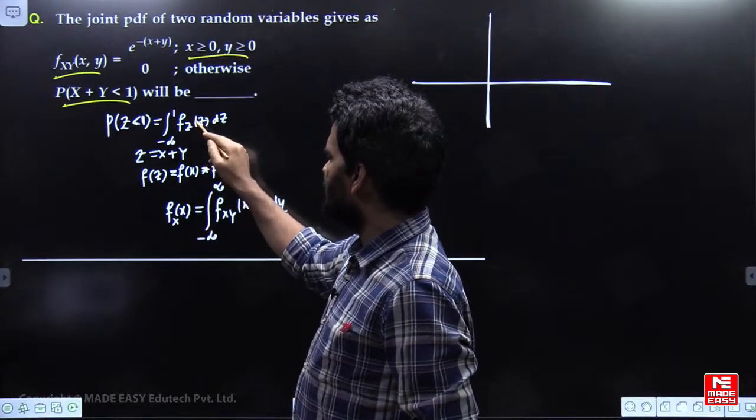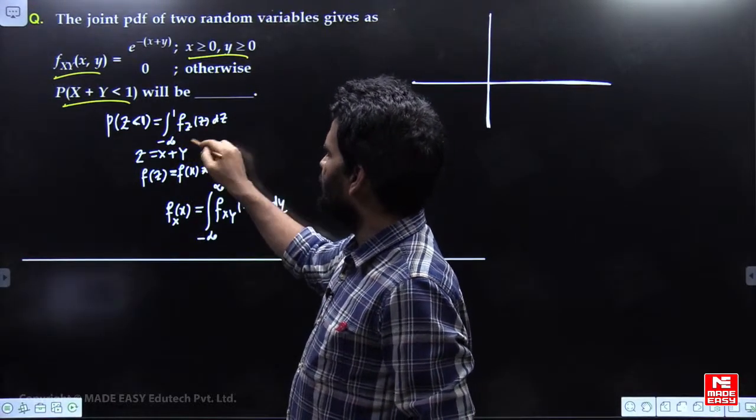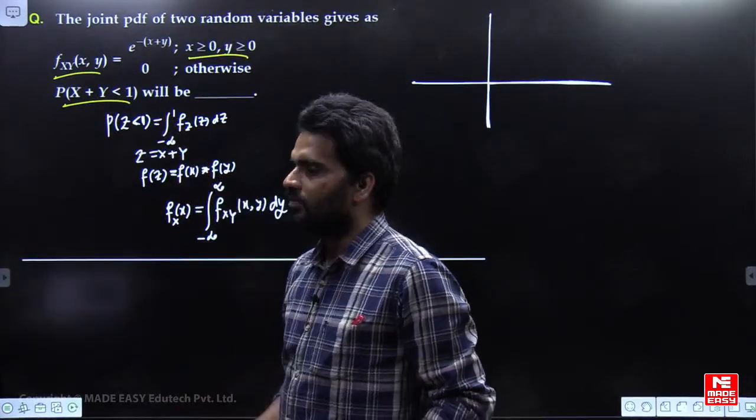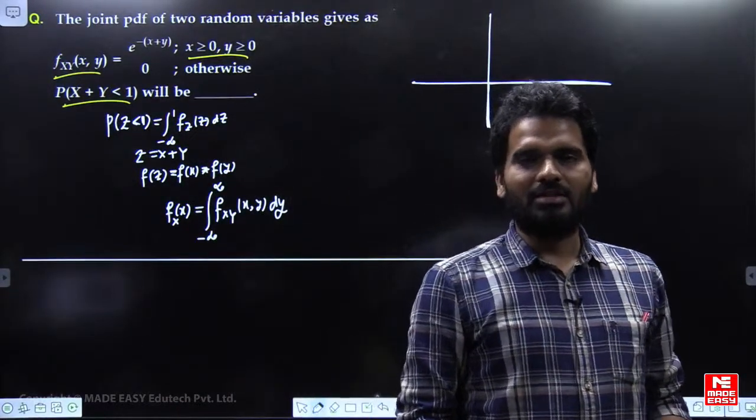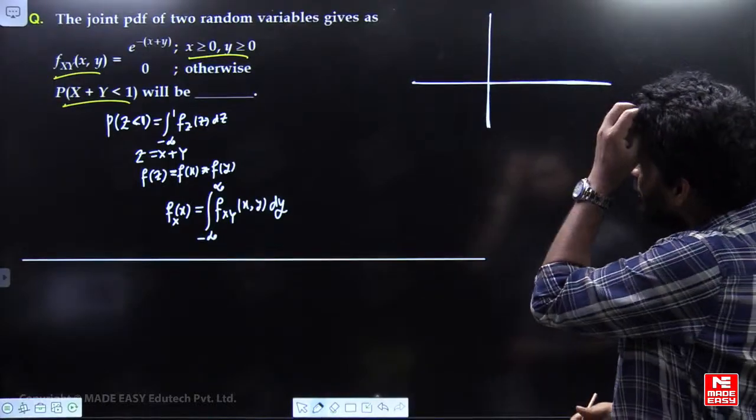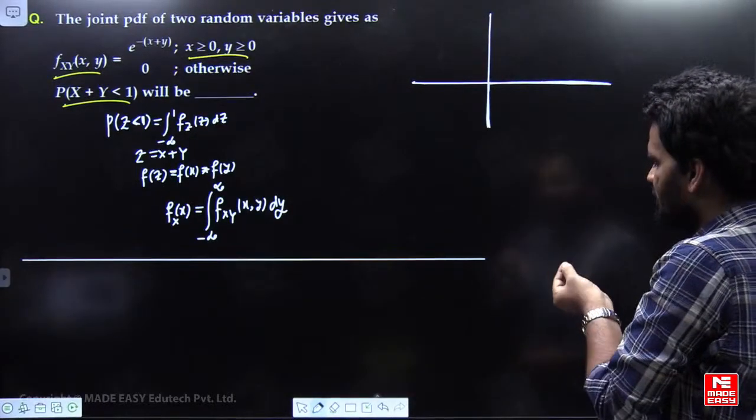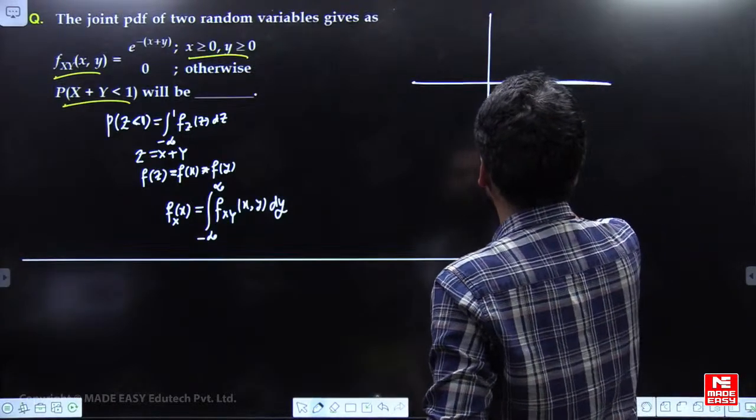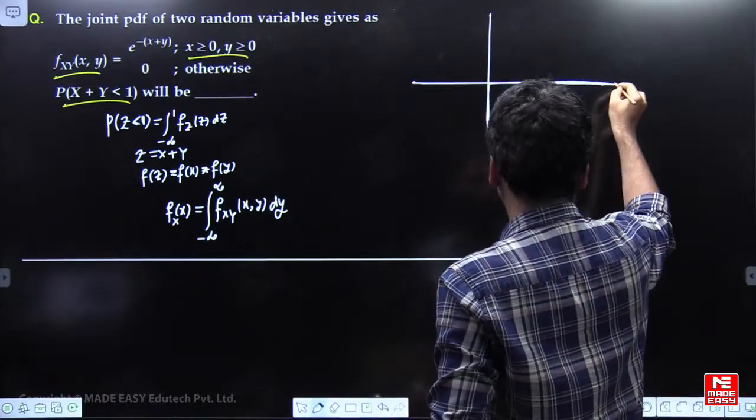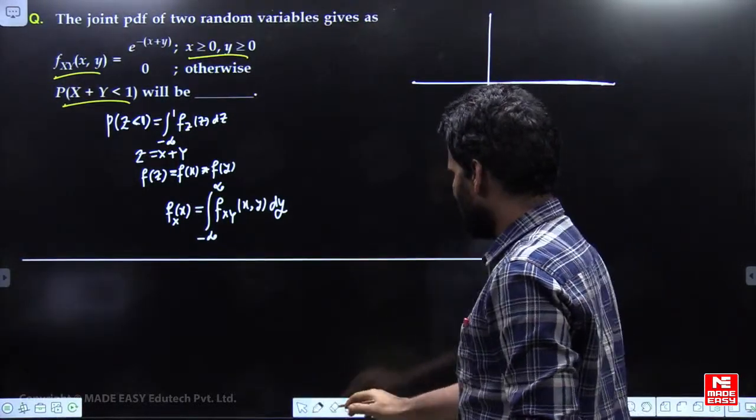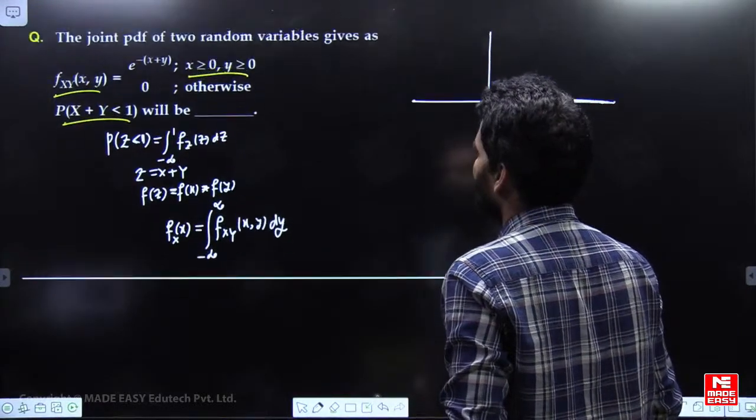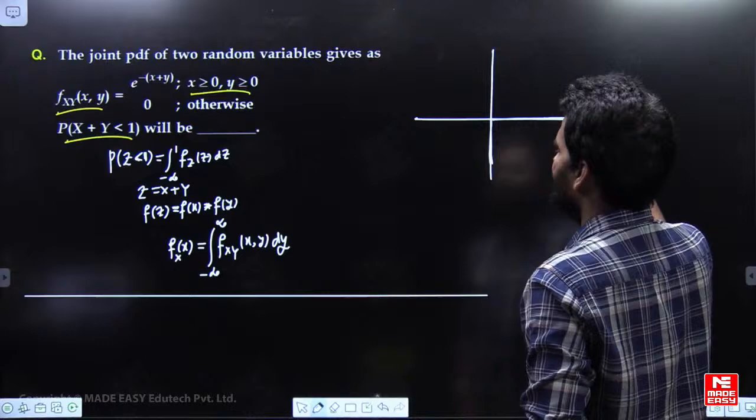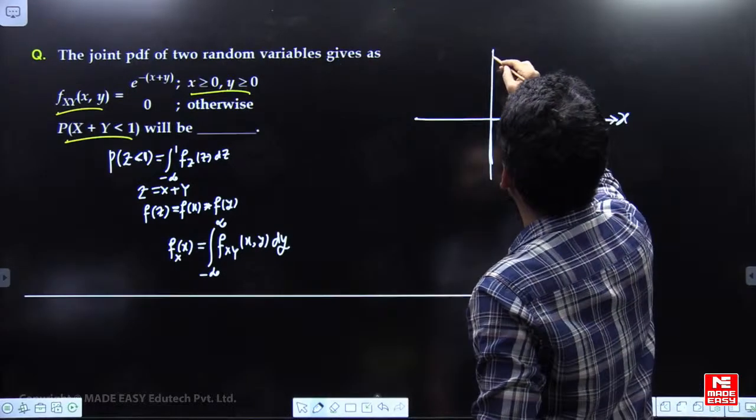Once you have the density function of z, you have to find this integration, and that will give you the probability of x plus y less than 1. But this is a time-taking process. If you go for the graphical approach, that will be much easier. So what is the graphical approach? Just go for a quadrant like this. So it is, I can say, yes, it is x, you can take, and this is y.